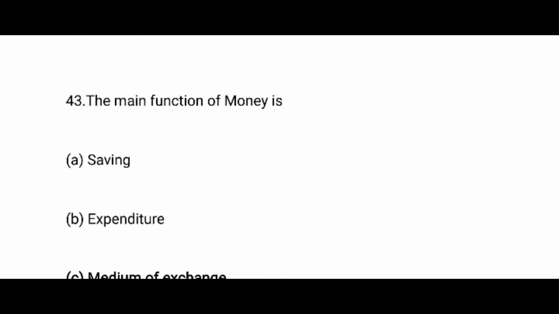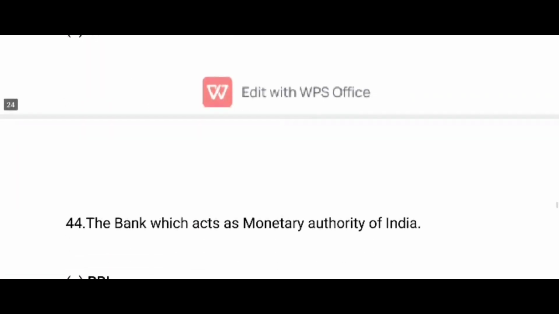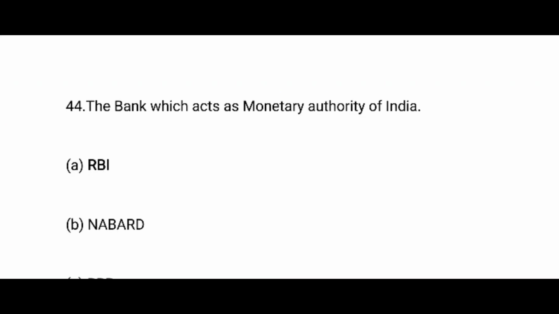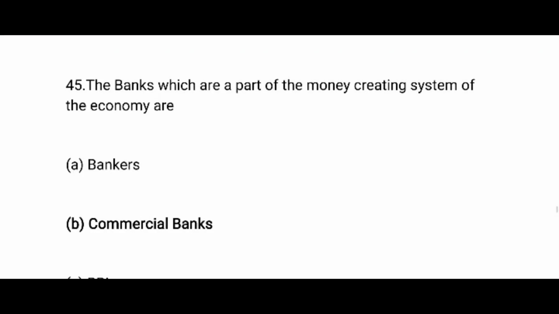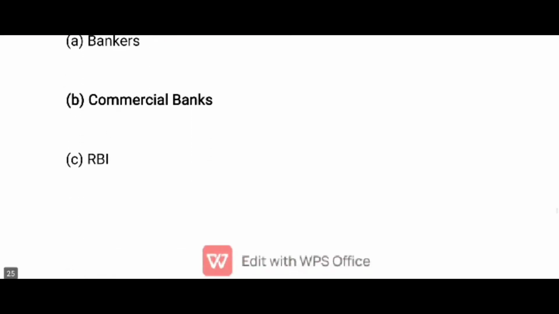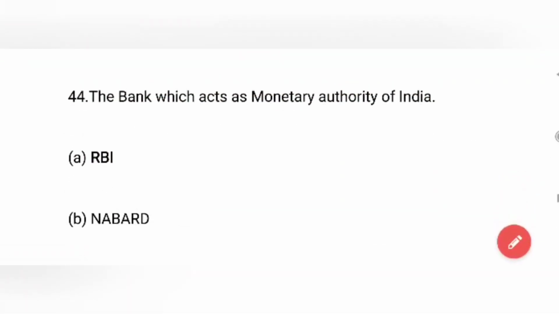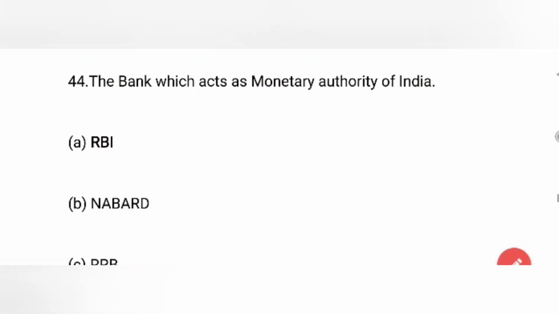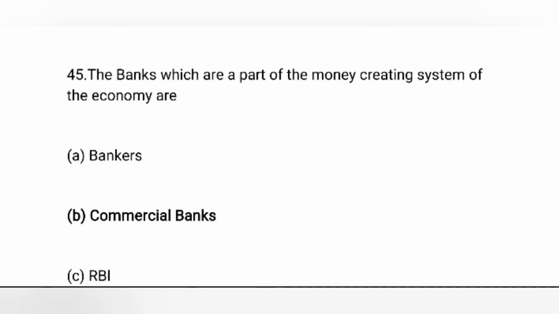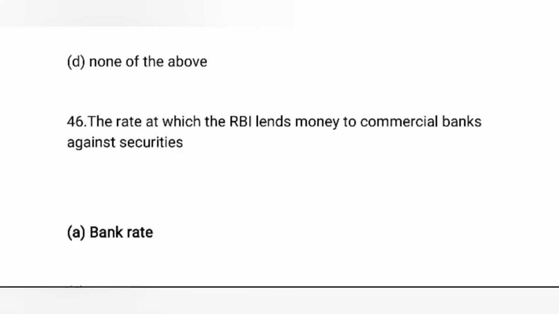The main function of money is a medium of exchange. The bank which acts as a monetary authority of India is RBI. The banks which are part of the money creating system of the economy are commercial banks. So the monetary authority is RBI and the money creating system is commercial banks, don't get confused over here.